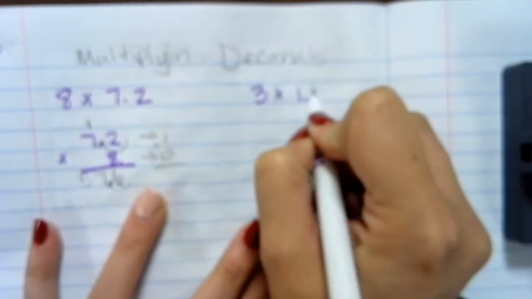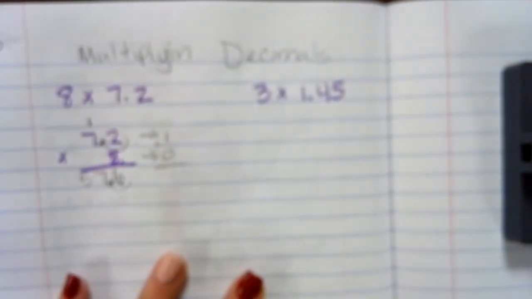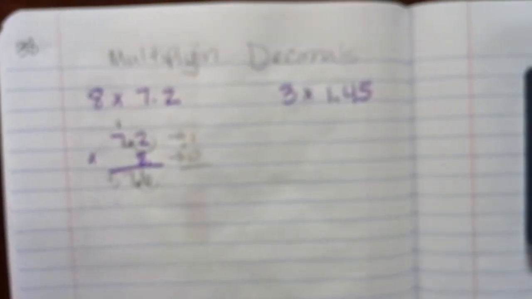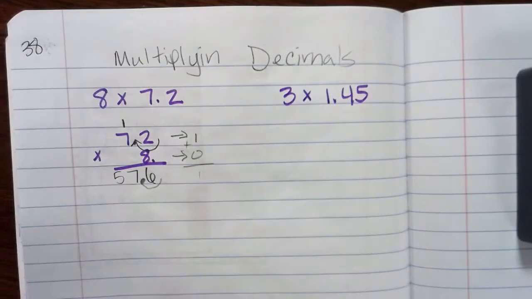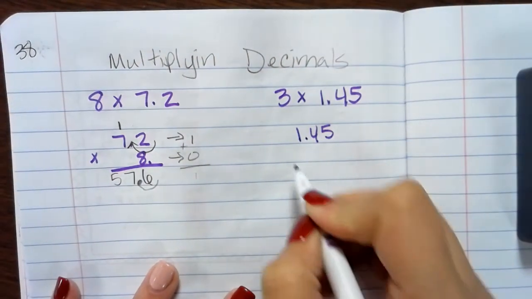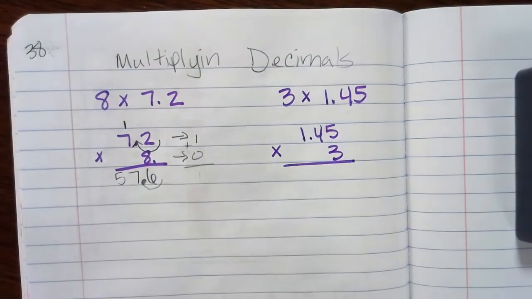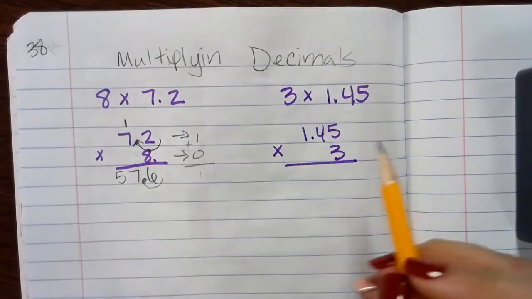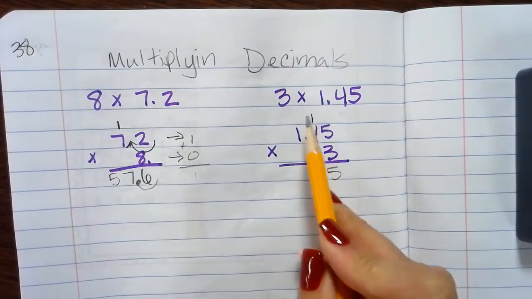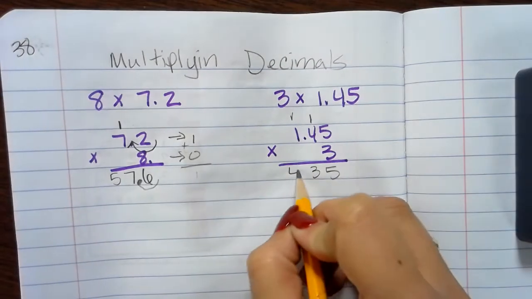3 times 1.45. Well, again, Miss Webster always puts the longer number, or the one with the most digits, on the top. So I'm going to rewrite this: 1.45, or 1 and 45 hundredths, times 3. That would be like if it was money, $1.45 times 3. Okay. Well, 3 times 5 is 15. Carry your 1. 3 times 4 is 12 plus 1 is 13. Carry your 1. 1 times 3 is 3 plus 1 is 4.